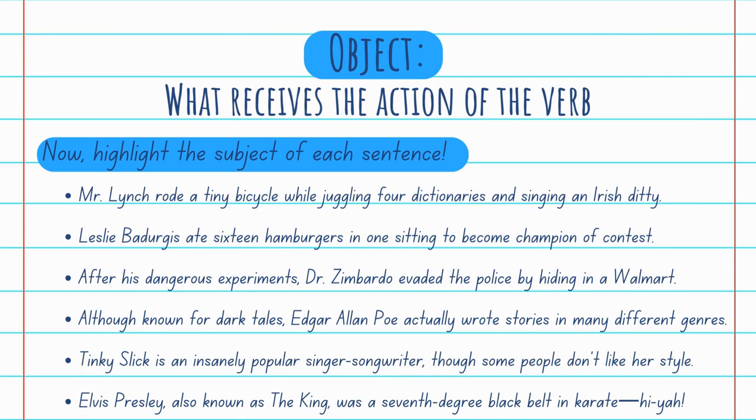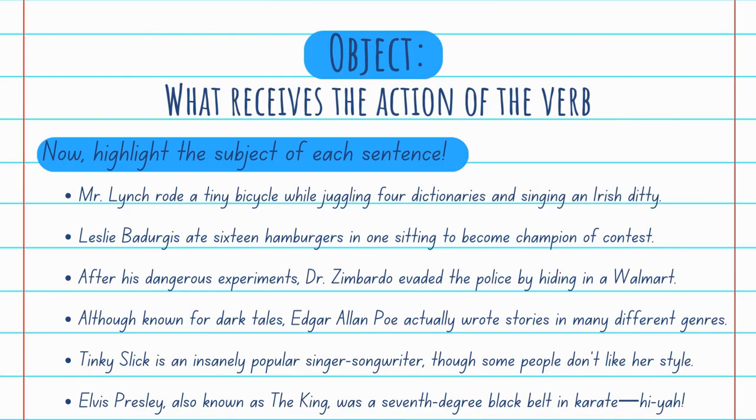All right, objects. Not every sentence is going to have an object, but it is nice to be able to identify an object, which is what receives the action of the verb, so that you can see what's moving in the sentence. Take a second, see if you can look and find what is the object that receives the action of the verb in each sentence. When you're ready, continue. Okay, let's take a look.